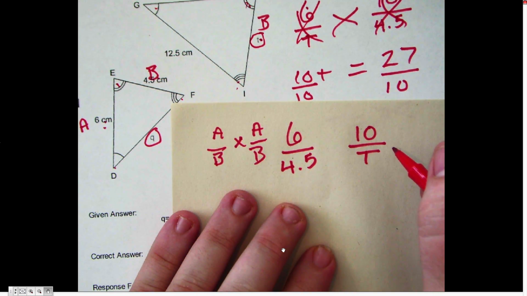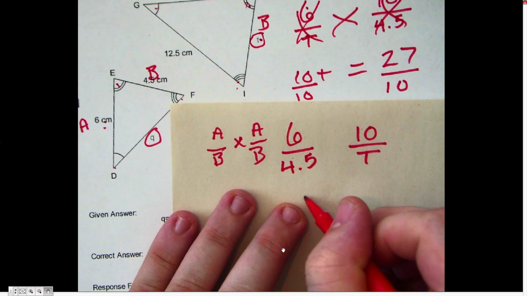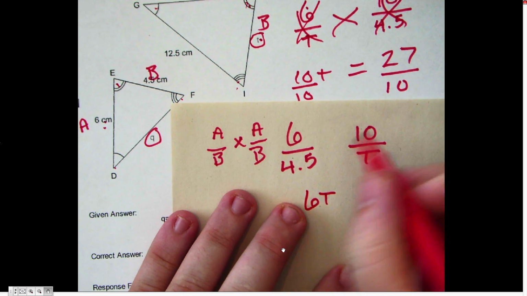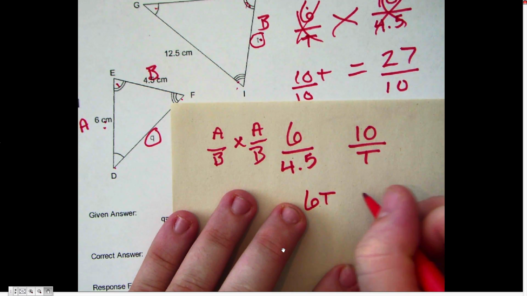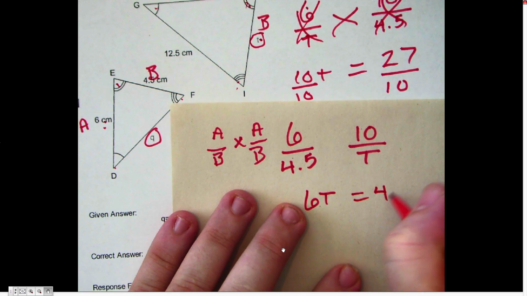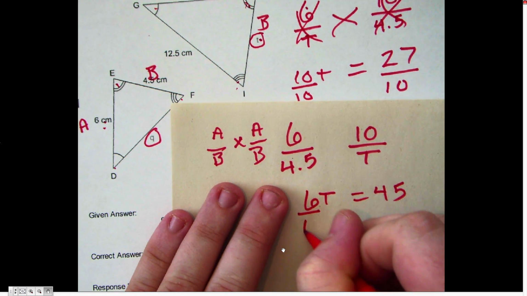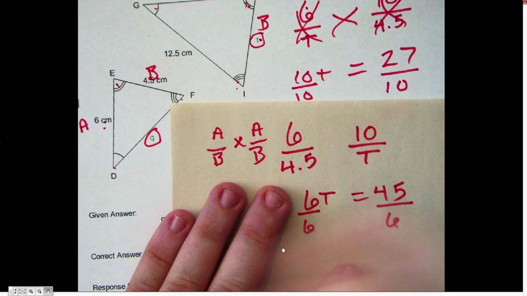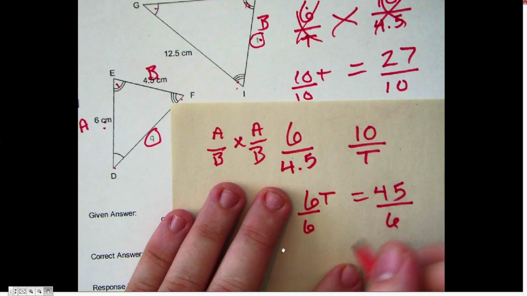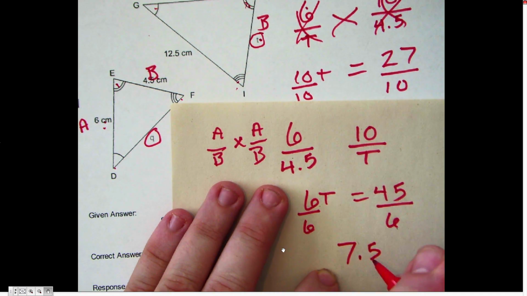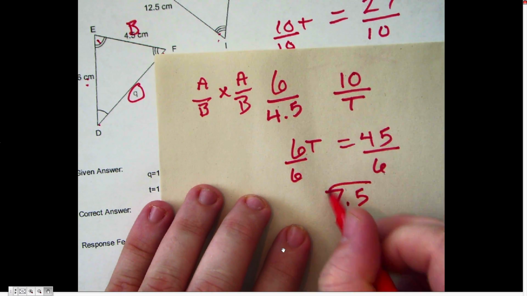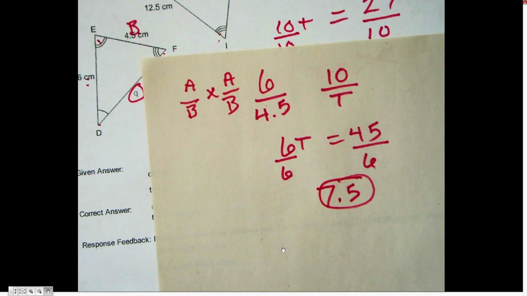So 6 times T is 6T. 10 times 4.5 is 45, divided by 6, divided by 6. 45 divided by 6 is 7.5. And that is the right answer. Okay.